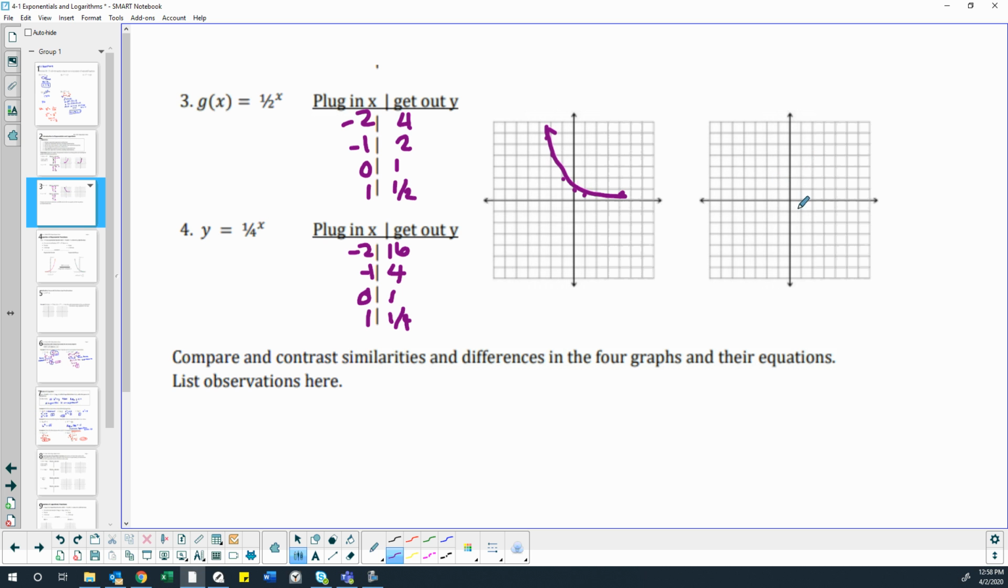So at negative 2, we're up at 16. That's too tall. Negative 1, we're up at 4. 0, we're at 1, and 1, we're at 1/4. So I didn't hit that line very well, but you can see that it's a decay graph that's a little bit steeper. Exponential decay would include things like the value of a car.